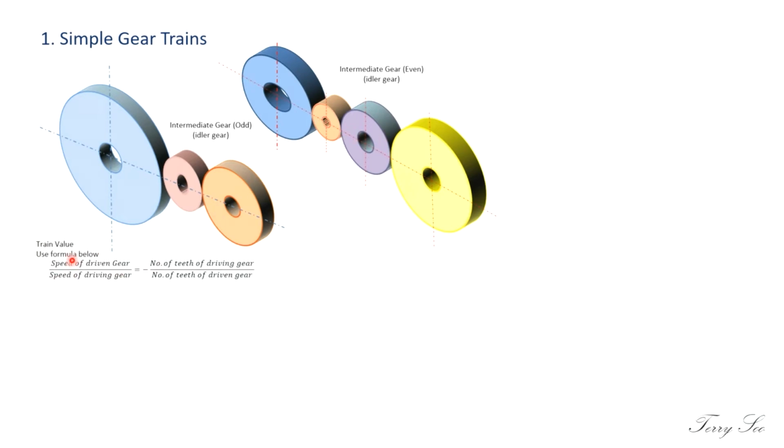So here, this is called the train value. We usually use the formula as stated here. We use the speed of the driven gear, in RPM or RPS, that means revolutions per minute or revolutions per second, over the speed of the driver or the driving gear. So this is driven over driver, while on the number of teeth, you should put driver over driven.